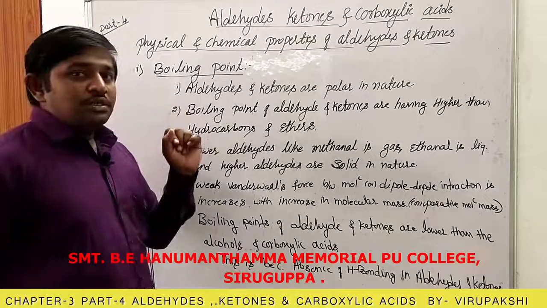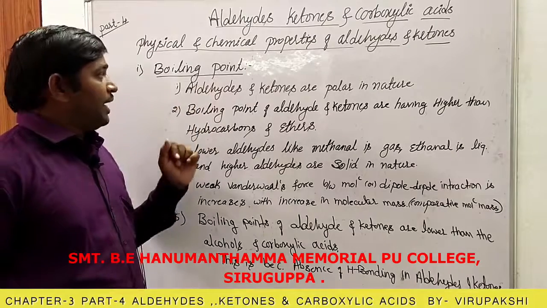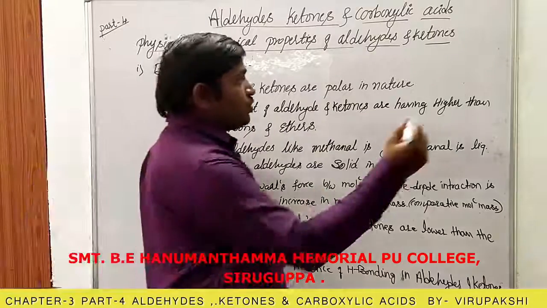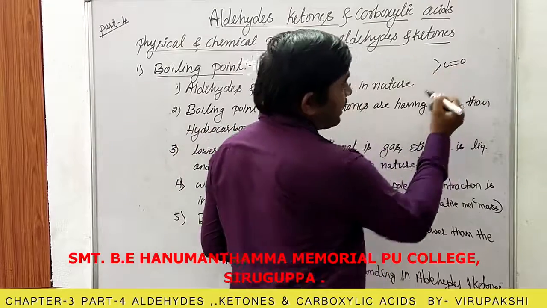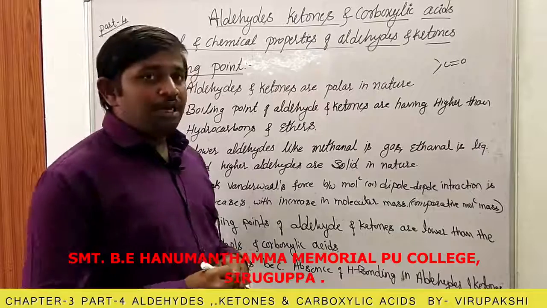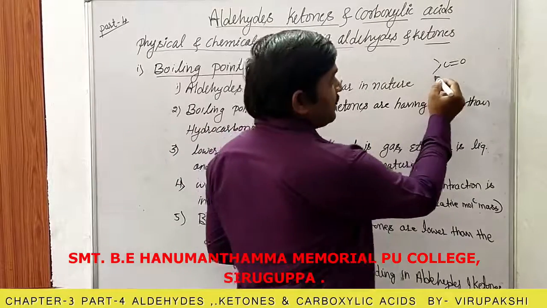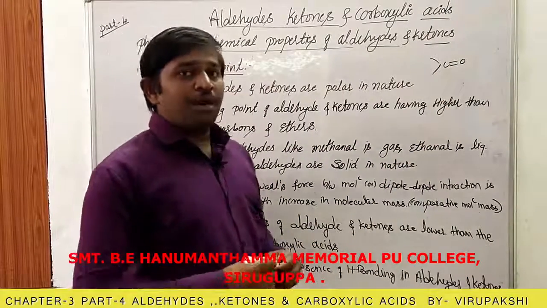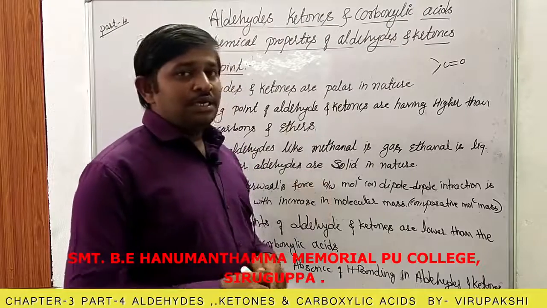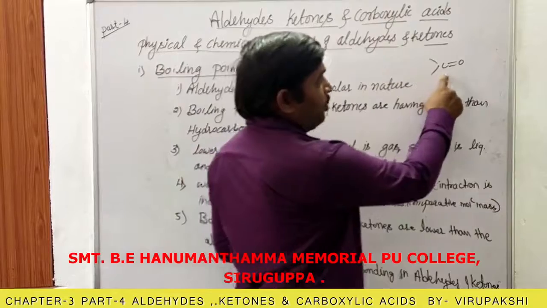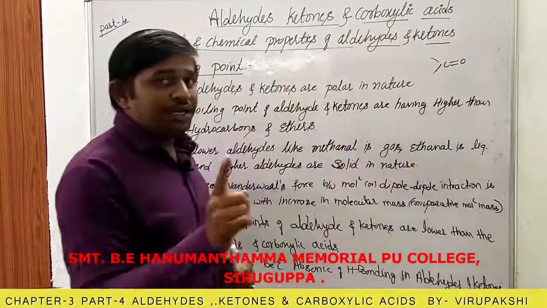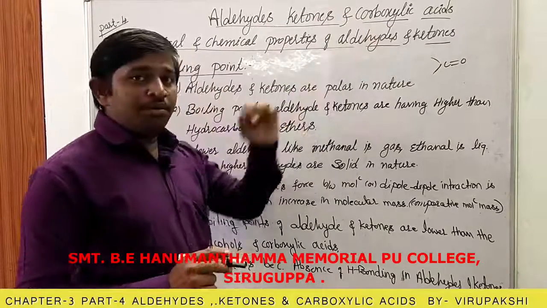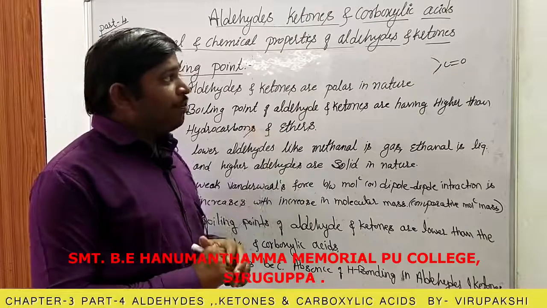The first point of the physical properties of aldehydes and ketones is that they are polar in nature. As you know, dear students, aldehydes, ketones and carboxylic acids are carbonyl compounds. The carbonyl compound is nothing but C double bond O. The two valencies may be satisfied by a hydrocarbon group or a hydrogen atom, as we discussed in the earlier video. The carbonyl group is highly polar in nature. Aldehydes, ketones and carboxylic acids all have the carbonyl functional group.